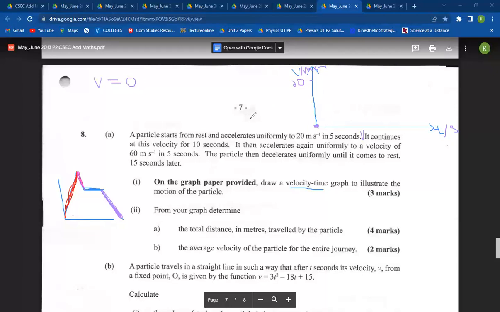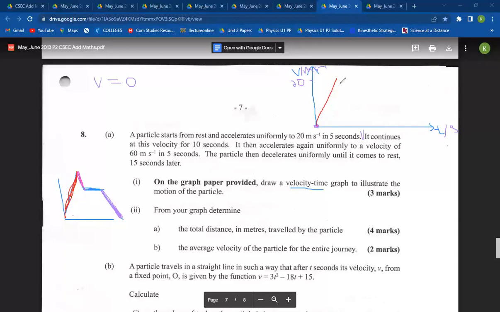Well, accelerates uniformly. I said when you see the word uniform, it means constant acceleration. From the key features of a velocity time graph, we know that acceleration is actually the gradient of a velocity time graph. They told me that acceleration is constant or uniform, meaning that this has to be a straight line from my initial point to 20. That's how I know the shape of that.